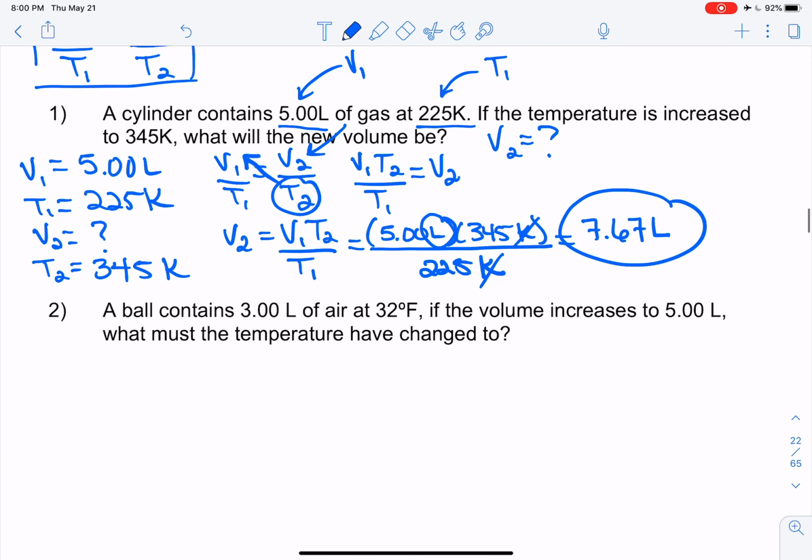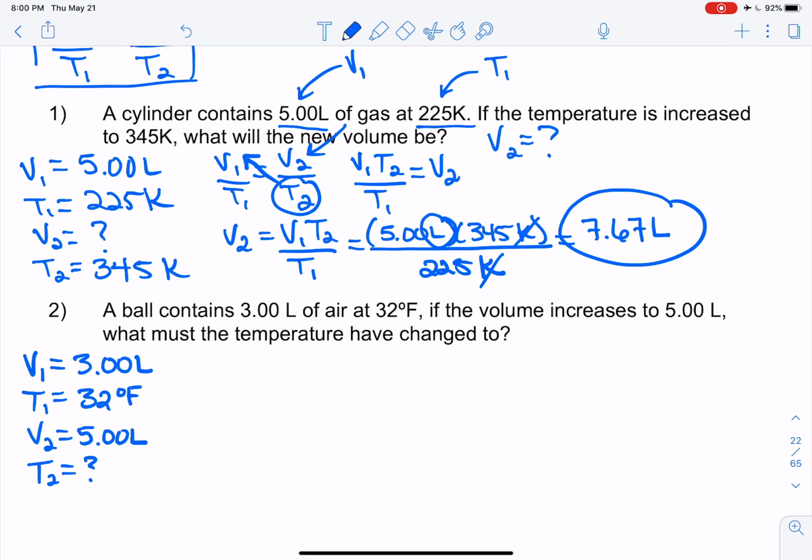So let's go ahead and list our variables so we can organize our thoughts. So we have V1 and T1 and V2 and T2. V1 is what? 3 liters. And T1 is what? 32 degrees Fahrenheit, and we're going to need to change that to what? To Kelvin, because that's what the gas laws say we have to do. And V2 is 5 liters, and what's T2? We don't know. That's what we're solving for.